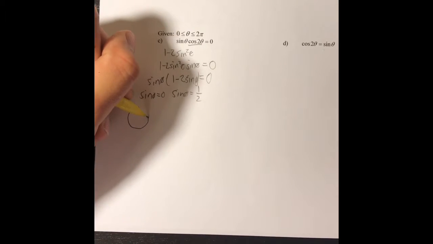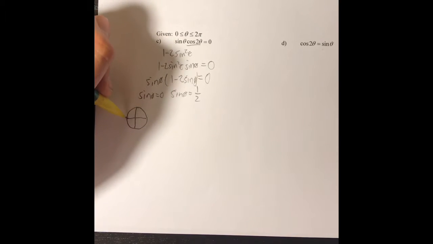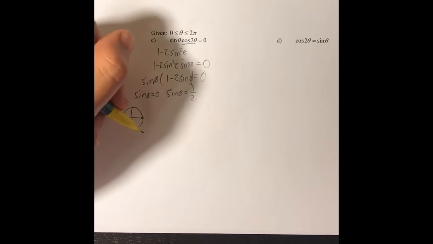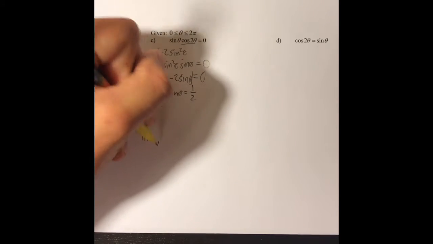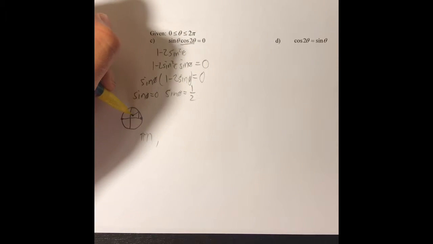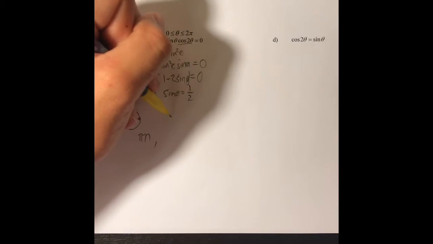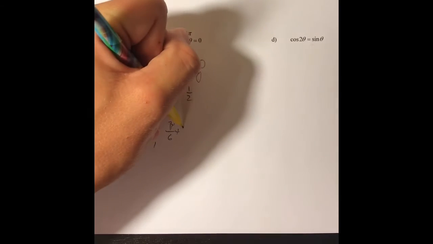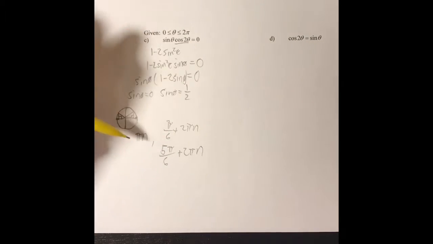Now on a circle, sine equals 0 is going to be right here and right here. Now you can write out 0, 2 pi, and pi, or you can just write pi n. And then for sine equals 1/2, it's going to be right here and right here. And that's going to get you pi over 6 plus 2 pi n and 5 pi over 6 plus 2 pi n.